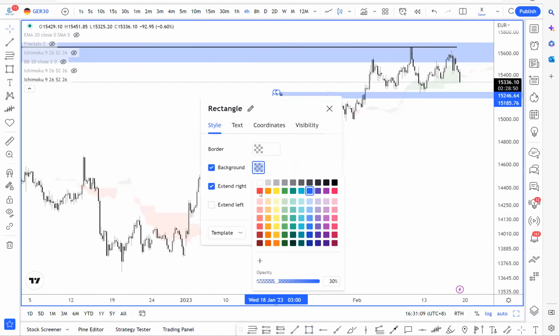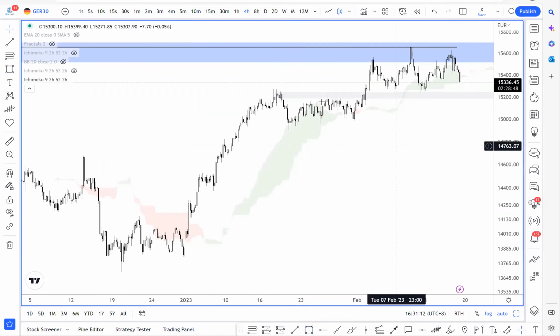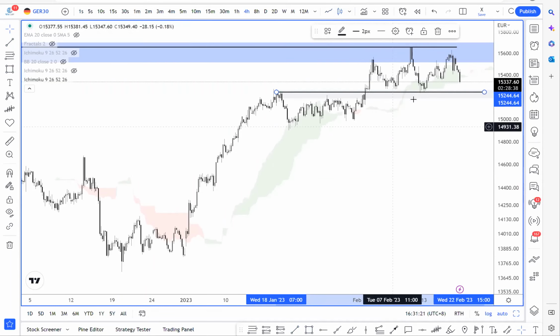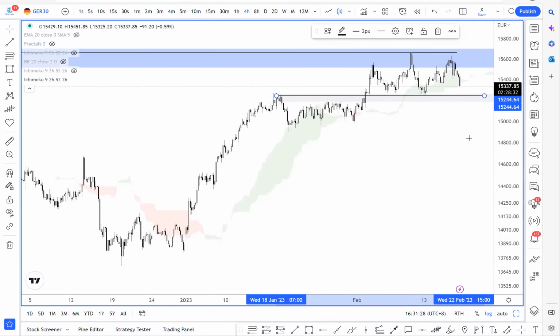So for the smaller time frame, I'll just use a different color in this case. So this is the resistance turn support area. If you zoom in closer, you can see pretty much the same thing as well. So price is coming into this resistance turn support region, and right now we are at this low. If price breaks below this area, I think we can see a much bigger push down, much bigger downside.